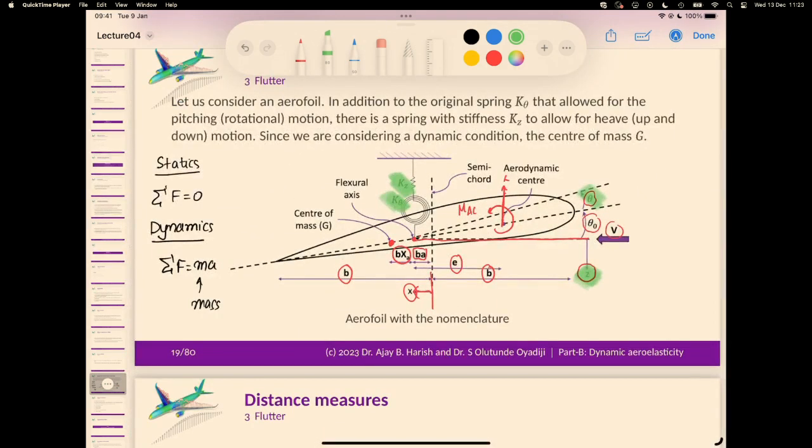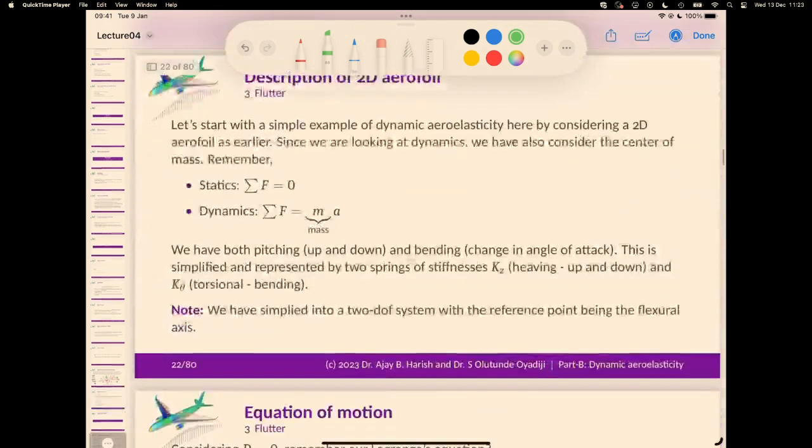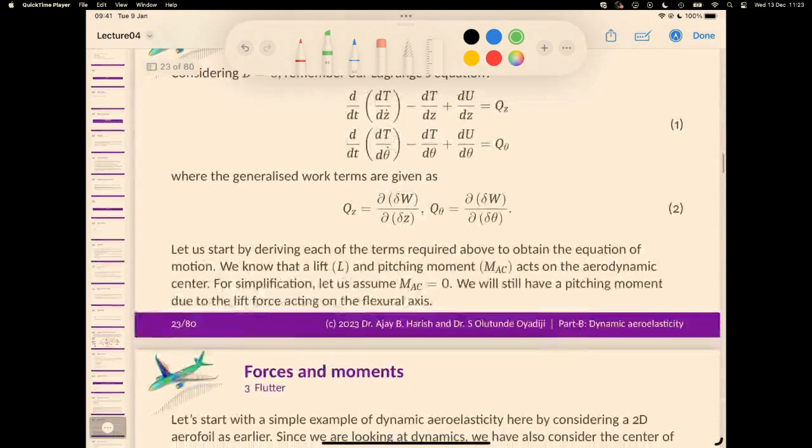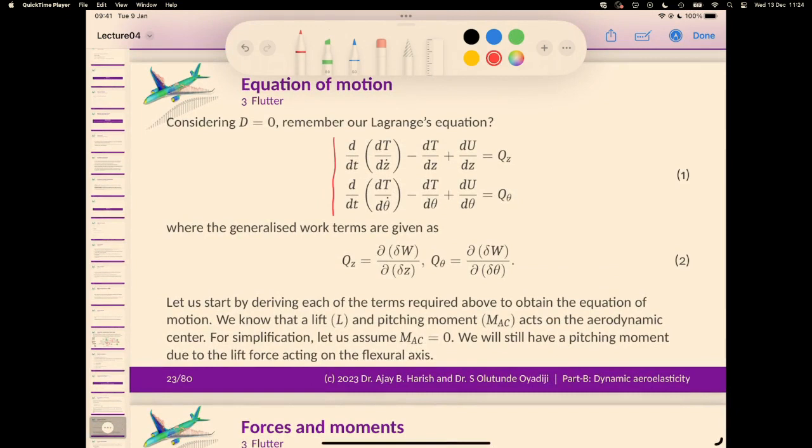And then we want to use these measures in order to get our Lagrange equation. Right. So we've always been going back to the Lagrange equation, which means that we want to write the kinetic energy, we want to write potential energy, we want to write the generalized forces, and eventually we want to get the equation of motion. Right. So that's been our go-to thing always. Okay. So we also remember the Lagrange equation from what we have done so far.